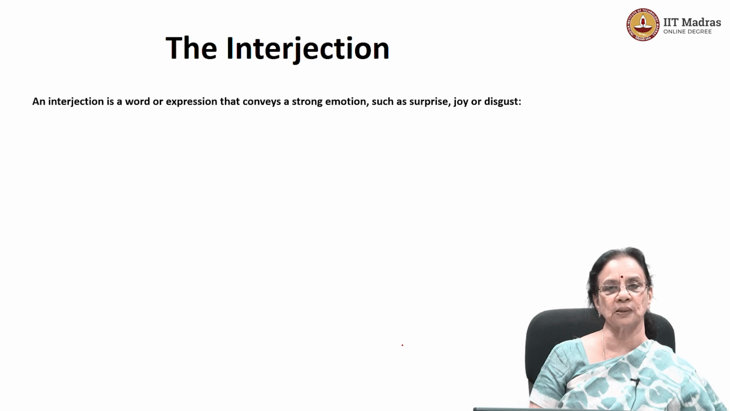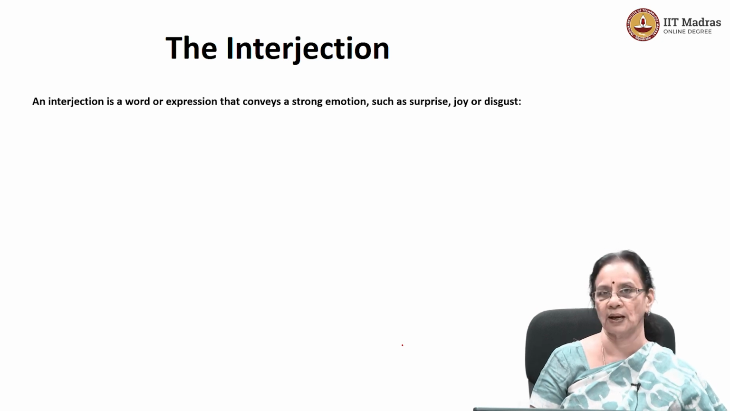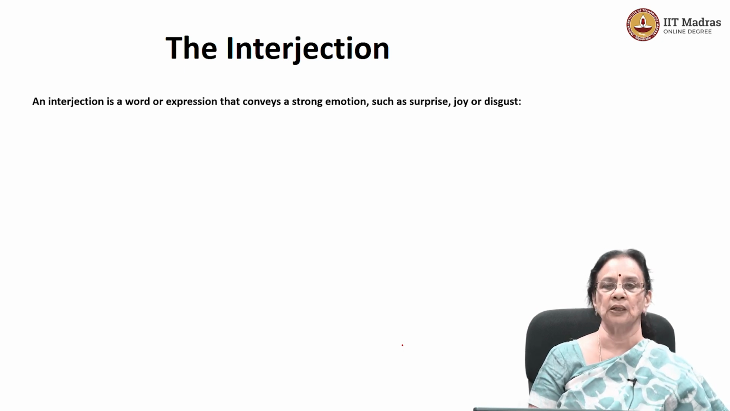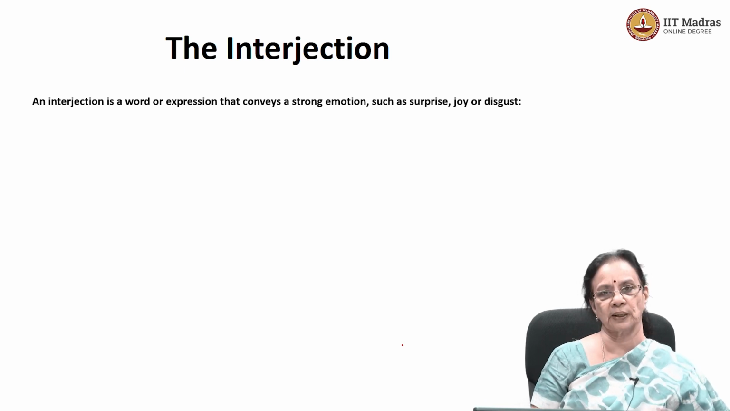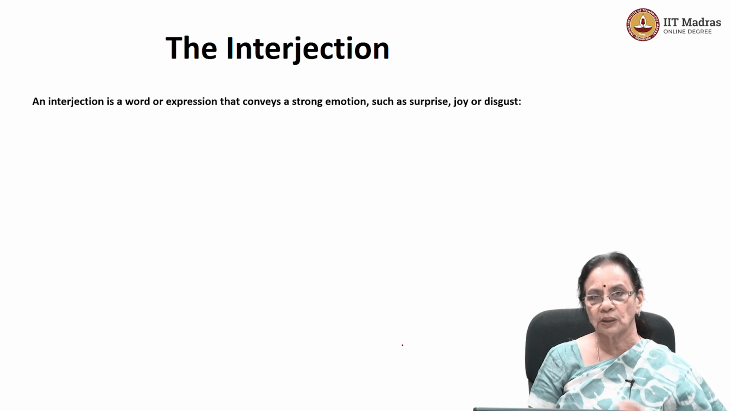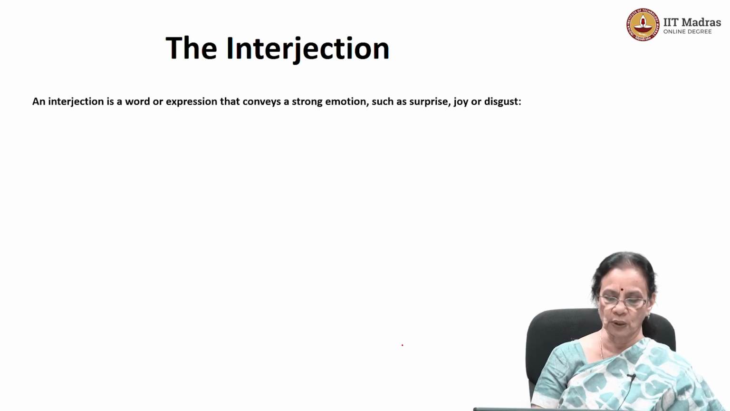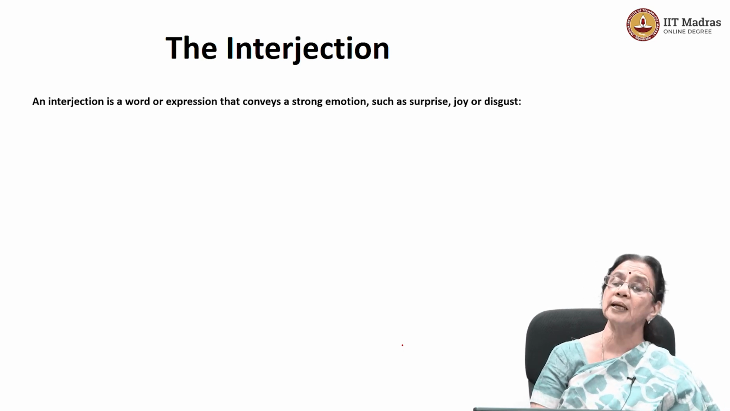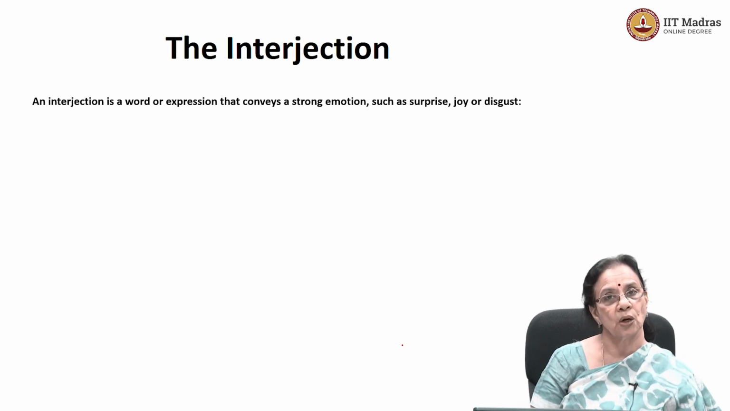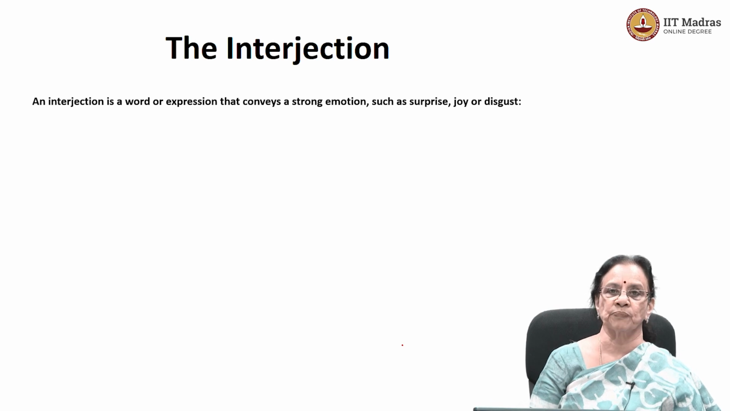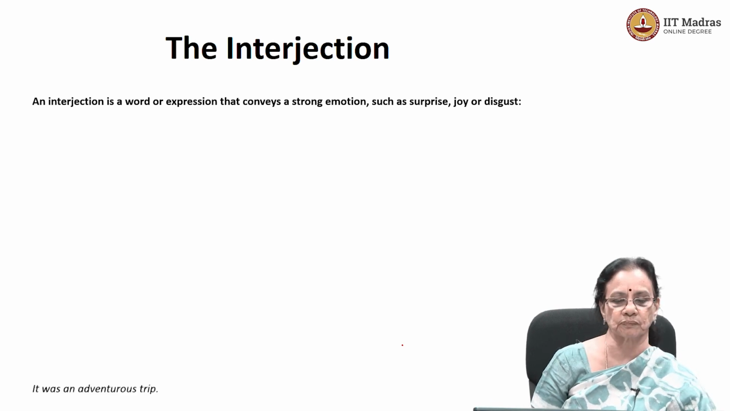But remember, they are not used in formal language, not in formal writing, but maybe when you're having a chat with your friends or you're talking to somebody at home or with your colleague, you can use it, but not otherwise. And they all come with an exclamation mark. That is a unique feature of an interjection. Let us see how they work.